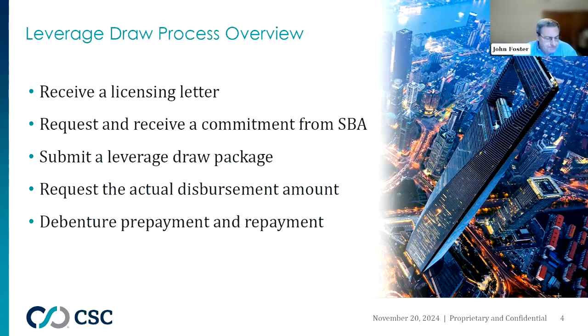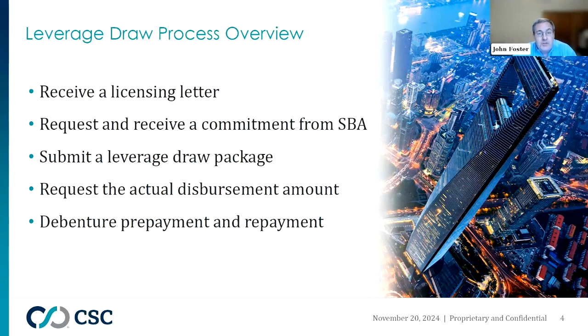Thank you, Delphine. With the SBA, there's usually one more step in the process than you think there's going to be. So step one is in getting licensed and receiving a licensing letter, which will tell you the maximum amount of leverage that you will eventually be able to take. This is not, however, a commitment by the SBA to loan you that amount of money. For that, you need to go to step two.